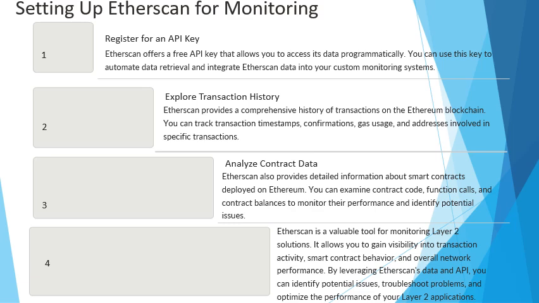Now let us look at setting up Etherscan for monitoring. First, we register for an API key. So Etherscan offers a free API key that allows us to access its data programmatically. You can use this key to automate data retrieval and integrate Etherscan into our custom monitoring systems.